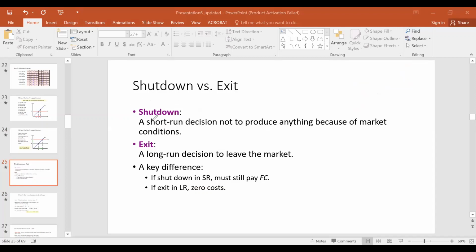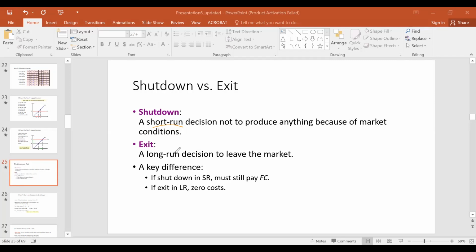What is shutdown? It's a short run. Remember, in a short run, at least one input is fixed. It's a short run decision not to produce anything. Maybe the market is not going well for you. You haven't decided to close the business and leave, like the trotro business, and go and make a cassava farm or whatever. You have just decided to produce zero for now and wait and see whether the market will become better. That way, we've said you have shut down.